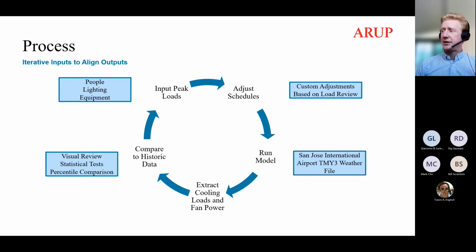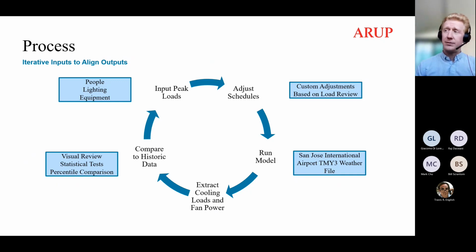So in terms of overall process, we took this as an iterative step where we first started with industry benchmarks, ASHRAE 90.1 and targeting 100 as schedules and input loads, compared those to the outputs from the energy model, which was run for, as I said, Kaiser San Jose using the San Jose International Airport TMY3 weather file. Compared the results both visually, statistically, and looking at percentiles of exceedance, similar to a load calculation approach for a design load, and then iterated through to adjust primarily the peak loads and the schedules to see how close we could then look at matching the output cooling load.